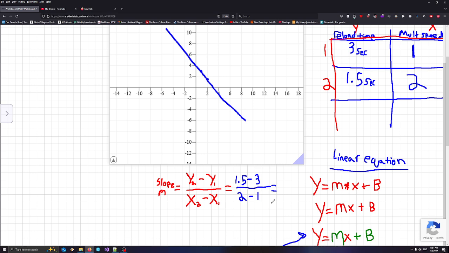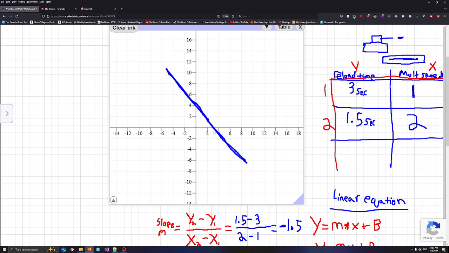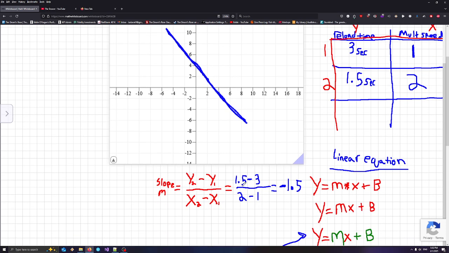And that should come out to, because 2 minus 1 is just 1, anything over 1 is just a whole number. So you have 1.5 minus 3, and the slope is negative 1.5. And that kind of makes sense actually, because you can see this line is on a downward slope, because as the multiplication speed goes up in value, the reload time is going down.